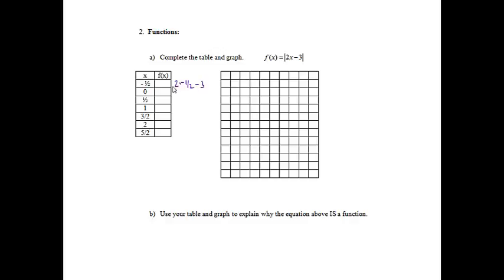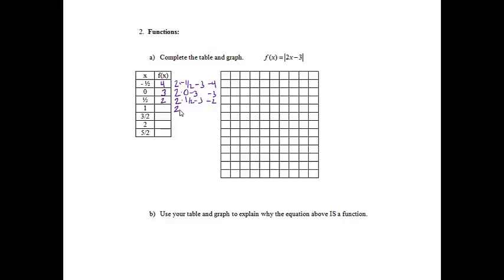When I calculate that out, 2 times -1/2 is -1. -1 minus 3 is -4. And the absolute value of -4 is 4 because my answer turns into positive. The next one I'm going to do 2 times 0 minus 3. 2 times 0 is 0, minus 3 is -3, and once again that answer becomes positive. The next one is going to be 2 times 1/2 minus 3. 2 times 1/2 is 1. 1 minus 3 is -2, and once again the -2 turns into 2.